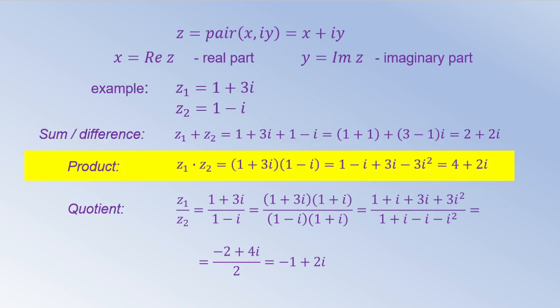We can also multiply complex numbers. The imaginary unit is multiplied according to the usual algebraic rules, and i squared is equal to minus 1.